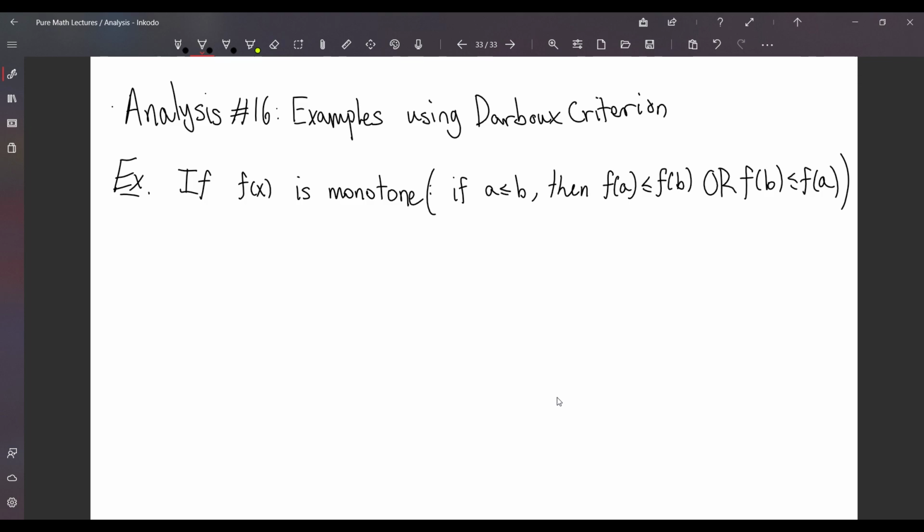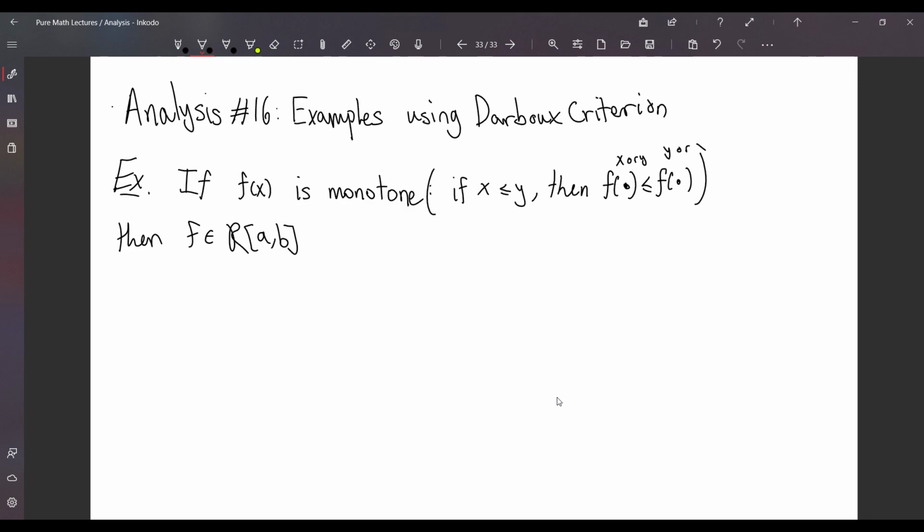So if f is monotone, then f is Riemann integrable. And I should note that, I guess I should put x's and y's here. Right? But the idea is that monotone means that f is sort of either preserving or reversing order of your inputs. X or y, y or x.